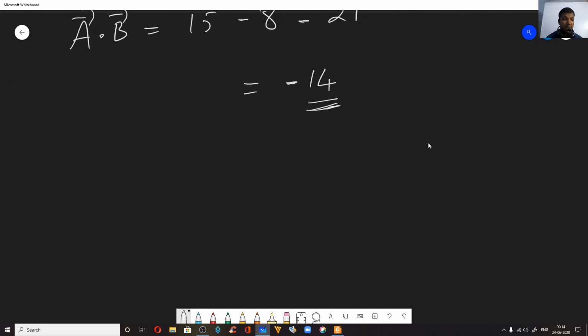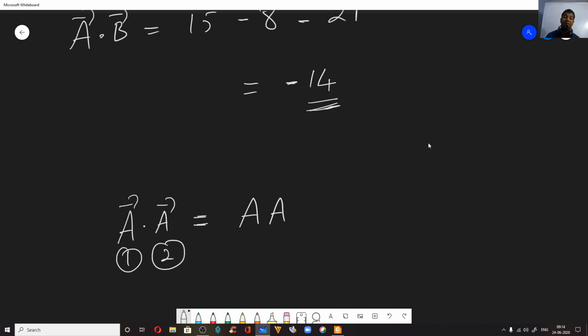Next, let us see what happens if you perform dot product of a vector with itself. It's easy. You can write it as a dot a. The magnitude of the first vector is a, the magnitude of the second vector is also a, because you are performing dot product of a vector with itself, right? Now the angle between a and itself is what? It is actually 0. So you'll get it as a square.